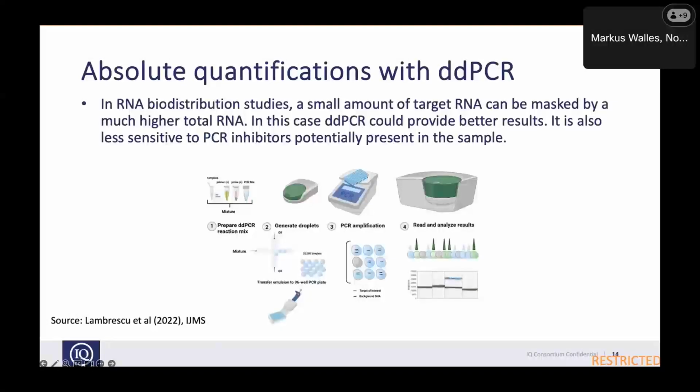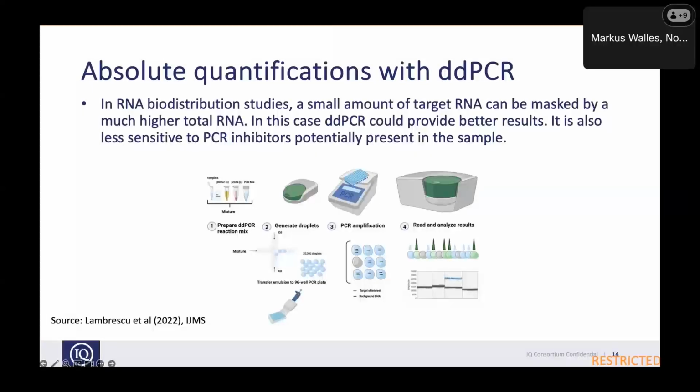So we have covered so far the RT-qPCR as an important tool for mRNA distribution studies. However, this technique still has some drawbacks, such as the presence of PCR inhibitors that come from the extraction of the RNA from the tissue, and also the fact that if we are looking into very small amounts of target mRNA, they can be masked if the total RNA is much higher.